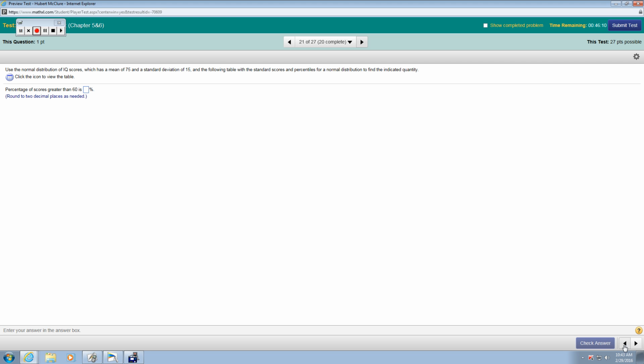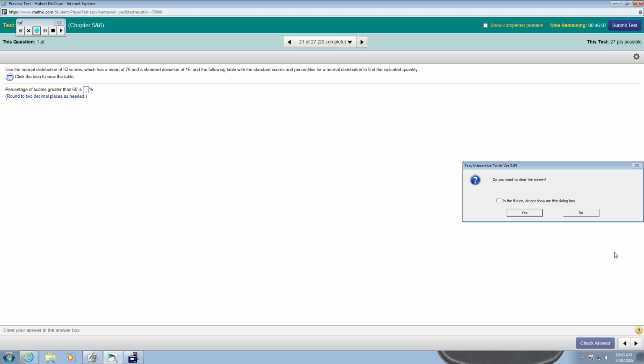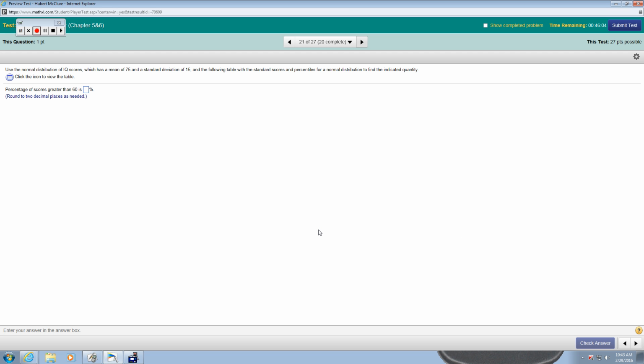Okay, here it is. They want you to find, it says the mean is 75 and the standard deviation is 15. Find the percentage of scores greater than 60. Oh, yeah, you can. It will help.